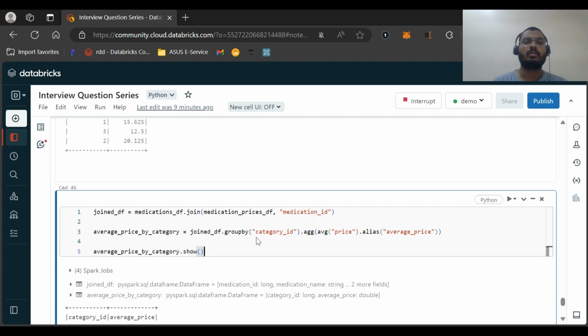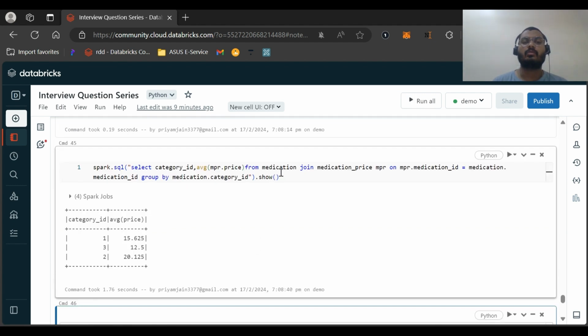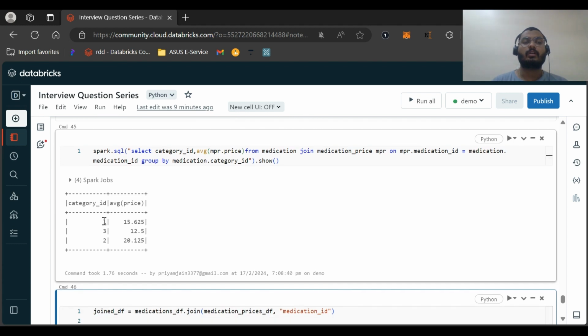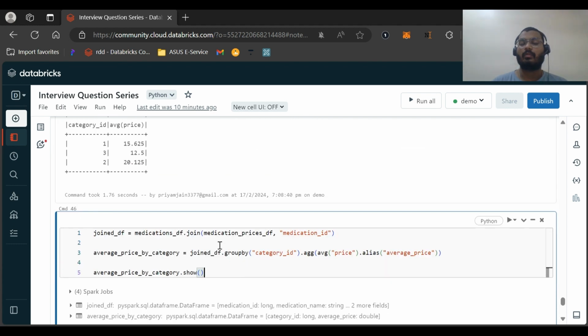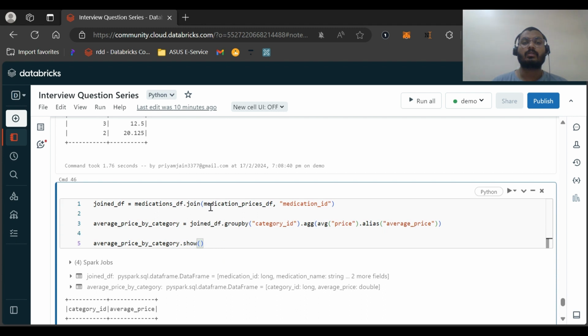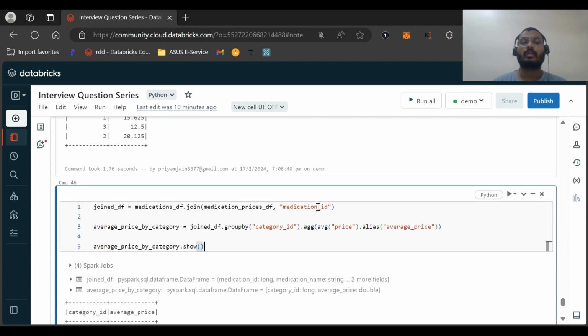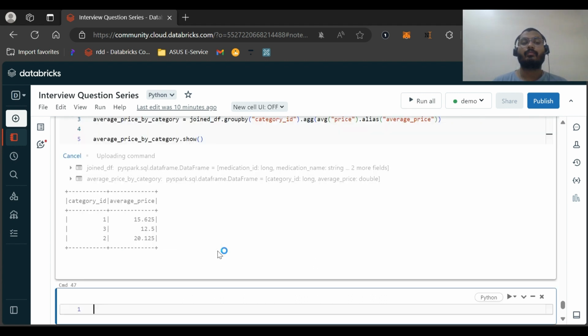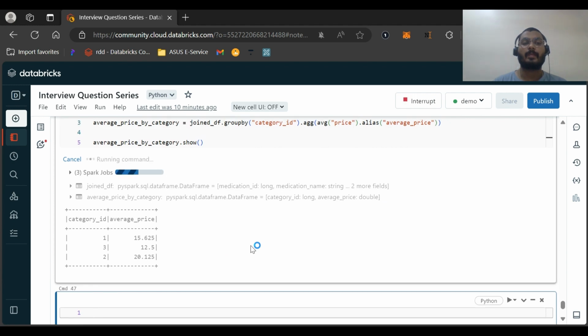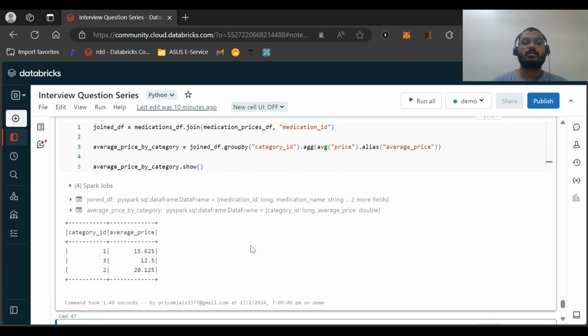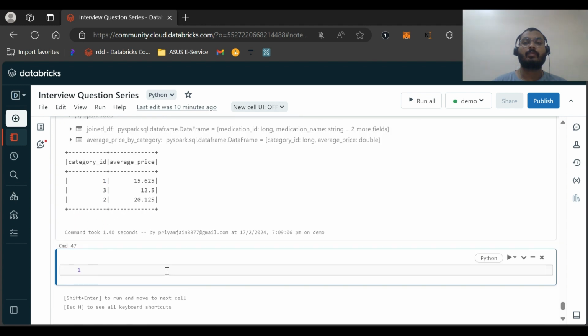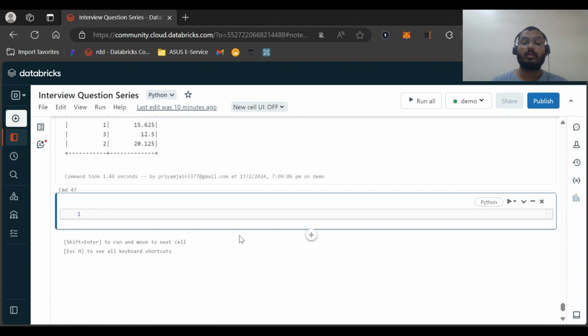I've already run this query. There's nothing much fancy here, it's a very easy SQL query. You can see the category ID and average price, and the same we are doing in the PySpark way. You have to first do the join of the data frames, provide the primary key, then compute the average price by category: join df dot groupBy category ID, aggregate average price, alias it as average price category, dot show. Same thing, nothing much fancy here. You can see the results are the same. You can solve this question in any way that you like.